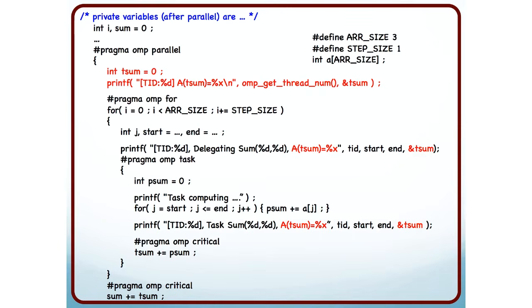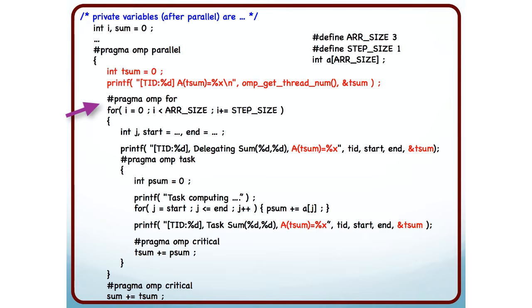Here is a more involved piece of code that shows you what happens to private variables that are declared after the parallel region starts. We are going to look at this variable tsum. It's declared after the parallel region starts. And what do I do here? I print the thread ID, I print the address of tsum. I'm printing a memory location that points to tsum. That's what this is doing, ampersand tsum.